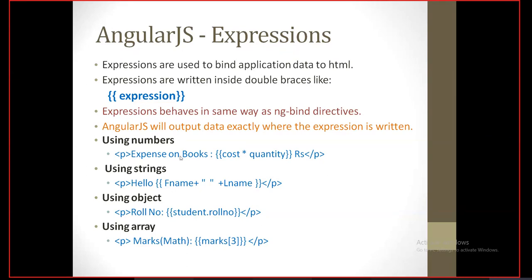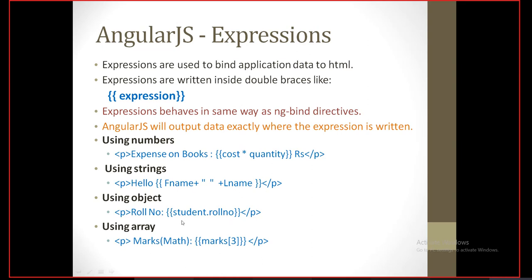So if we are using numbers, for example, cost and quantity are two values having numeric values, it will display the result of this expression as a part of the p tag. Okay, similarly, if we are using strings in the expression, like here f name, a space, and then l name, then it will display the string values.